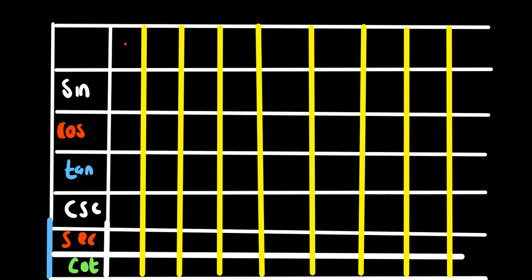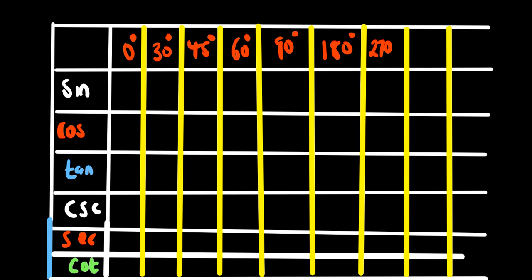So let's start from 0 degrees. Then we're going to go at 30 degrees, 45 degrees, 60 degrees, 90 degrees, 180 degrees, 270. We can even end at 270. It's fine. So now we're supposed to find the trigonometric ratios. We have to solve these angles without using a calculator.